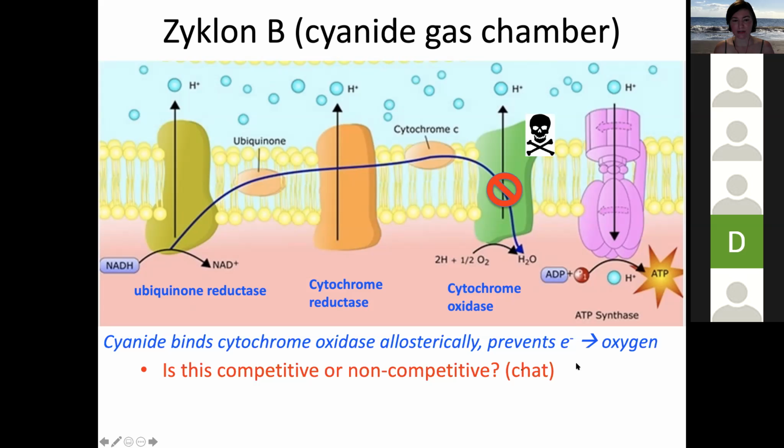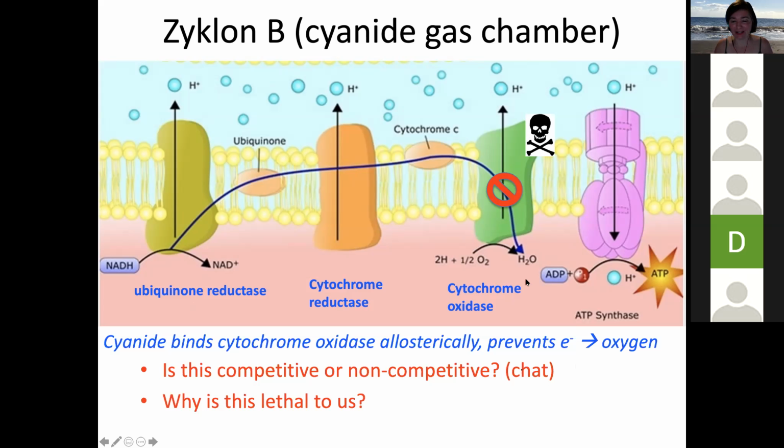So is this type of method competitive or non-competitive? That's right. It is non-competitive. Zyklon B doesn't compete with access to the active site. What it does is it changes the shape of this enzyme so it can't do its job anymore. It's lethal to us because, of course, we require oxygen.